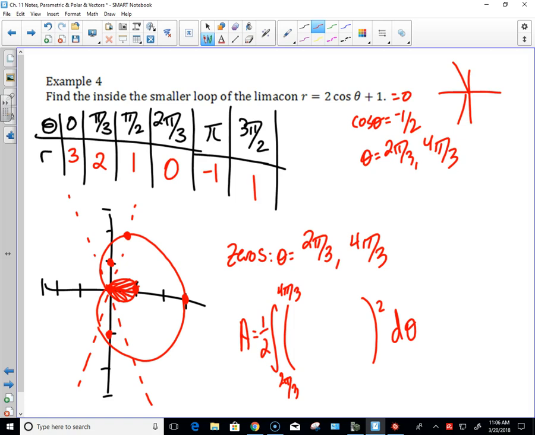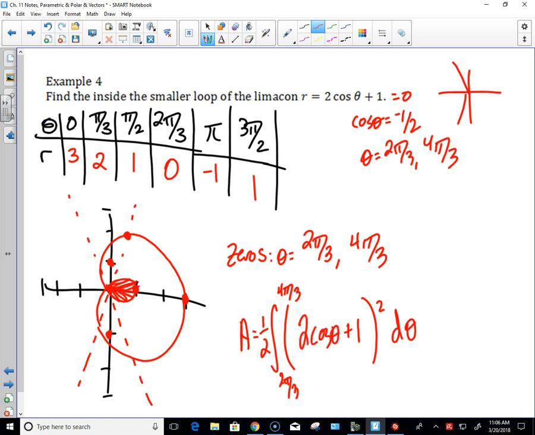My r, wouldn't my r just be my outer or my function? It's not top or bottom or right or left, it's outer. So my outer would be the function, and the inner would be technically 0. And so we could just plug in our 2 cosine theta plus 1 squared.